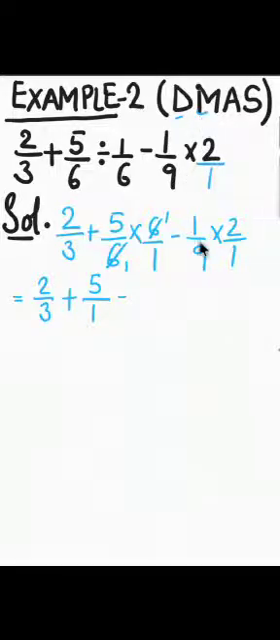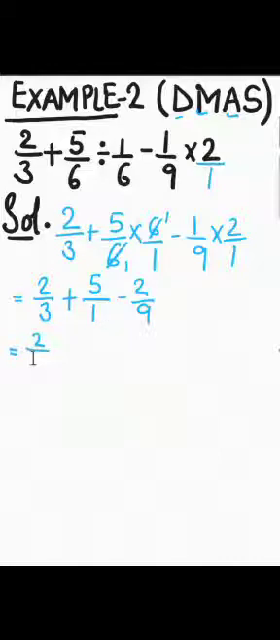So 1 multiplied with 2 will give you 2, and 9 multiplied with 1 will give you 9. So now division and multiplication are done. We have to do addition now. So the addition is between 2 by 3 and 5 by 1. But children, you can see that the fractions are not like. So to make the fractions like, you have to take LCM of the denominators, and LCM of 3 and 1 is 3 again. So the denominator should be equal to 3.